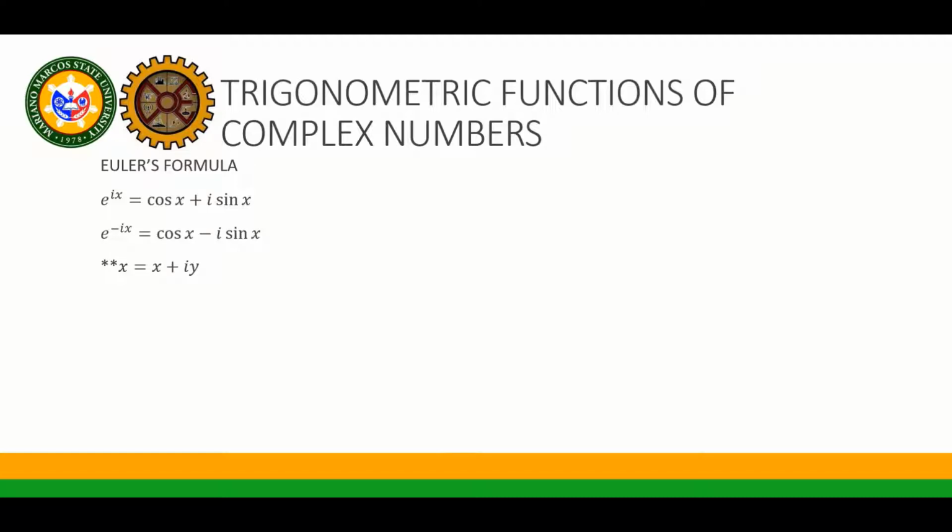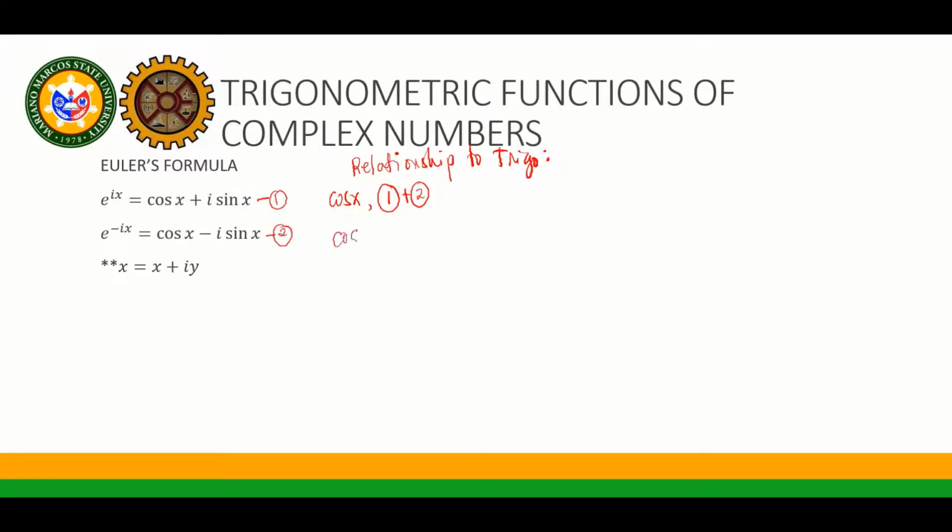So, what is the relationship of the Euler's formula to trigonometry? What exactly is its relationship to trigo? To find cosine x, let's find cosine x using these formulas, using Euler's formulas. We need to add equation 1 and equation 2. So this is our equation 1 and this will be our equation 2.